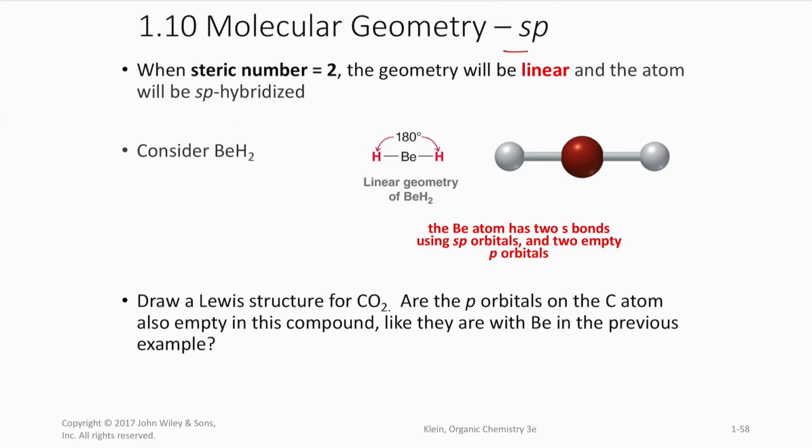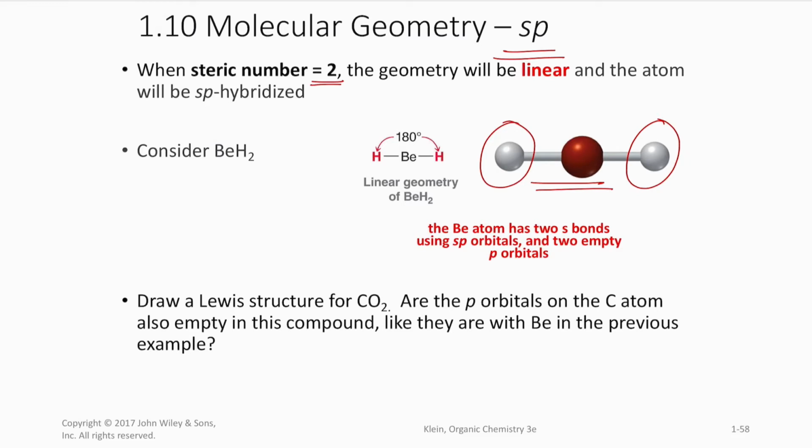Next, let's talk about SP geometry. SP geometry is generally a linear structure because of a steric number of 2. Notice that there are no lone pairs and there are 2 sigma bonds. So it has a total of 2 different sigma bonds. That gives an SP hybridization.